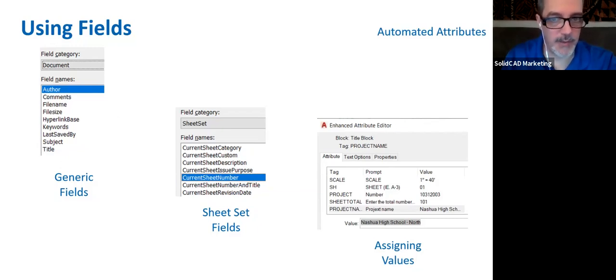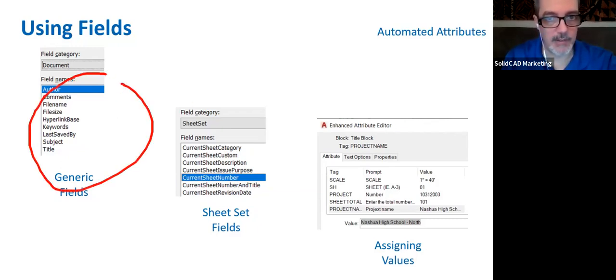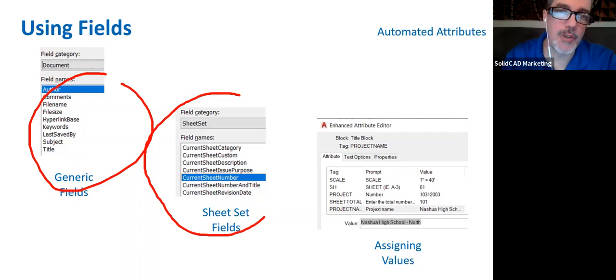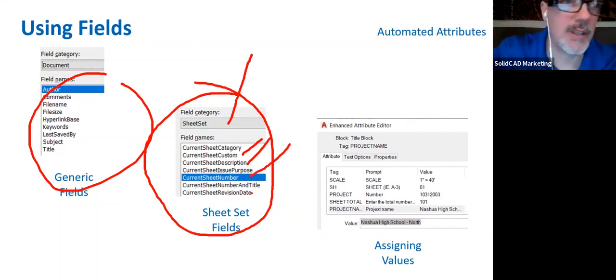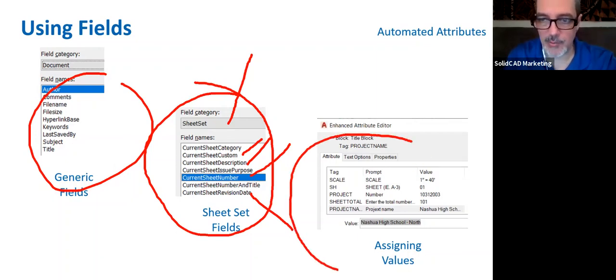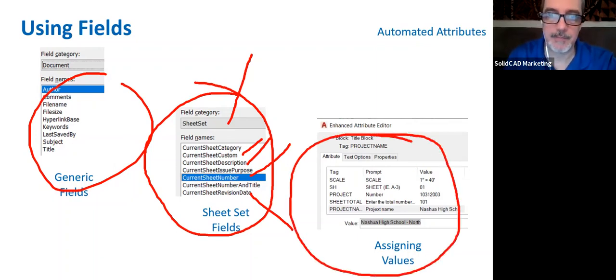So there's the generic fields. There's some sheet set fields, right? I showed you the area field. These fields are specifically categorized by the sheet set itself. You know, is it a custom? It's the sheet description. It's the current sheet number. It's the current sheet revision date. These are all just sheet set fields that can be used with your sheet set. And then those values get plugged into the title block attributes as you see fit.